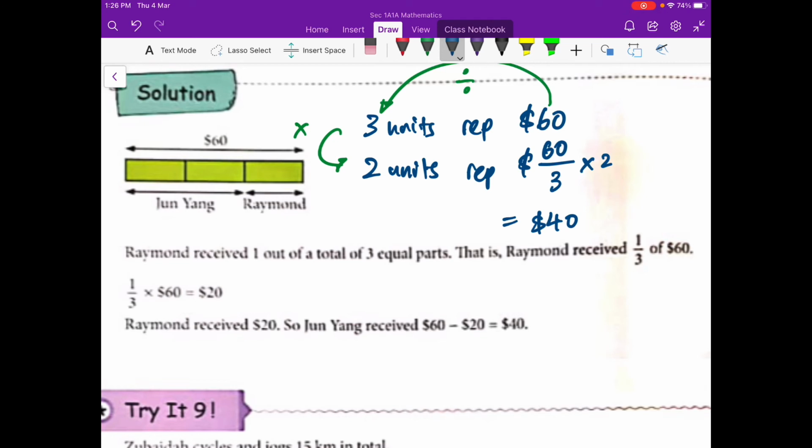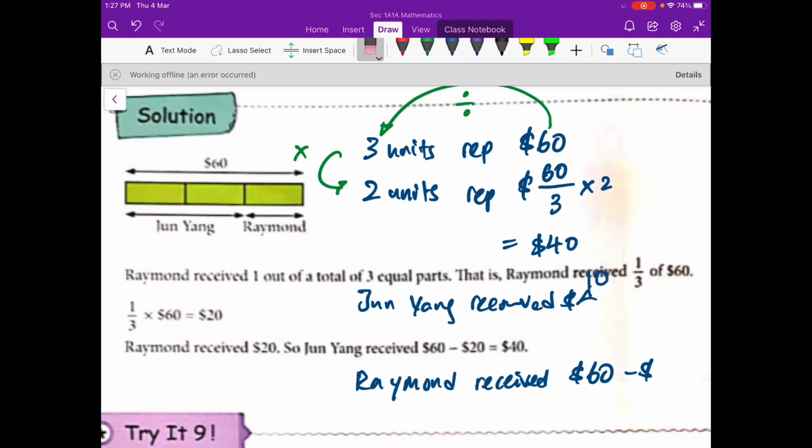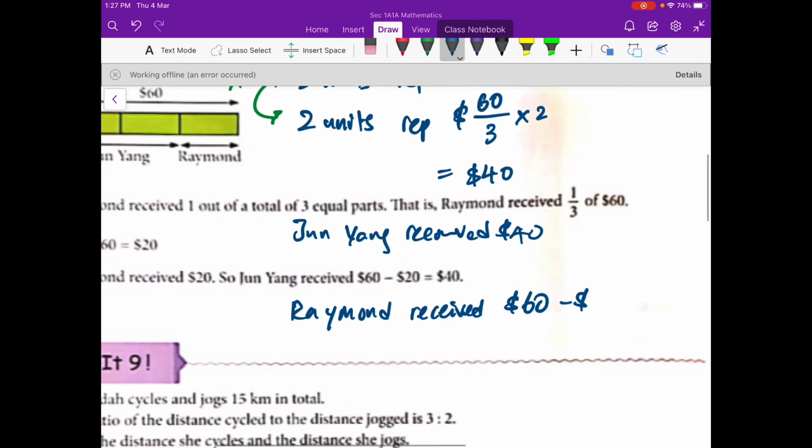Jun Yang received 40, then the other person, that is Raymond, must have received 60 minus. Sorry, Jun Yang received 40. I wrote wrongly. This is 40. Raymond must have received 60 minus 40, which is $20.